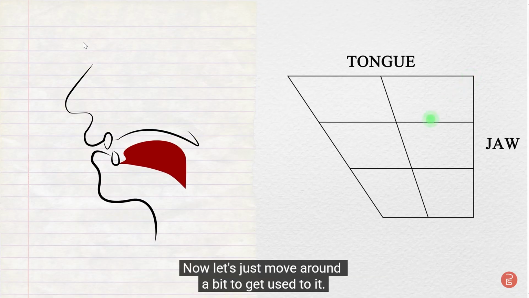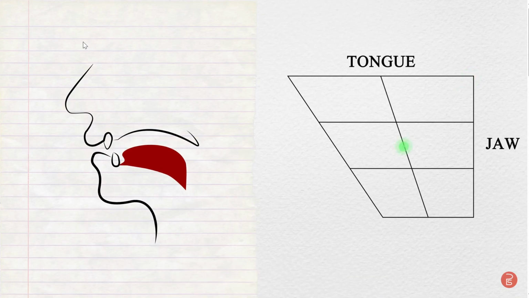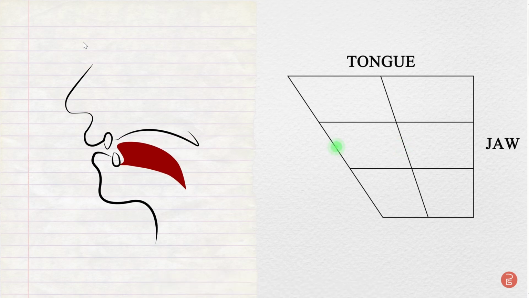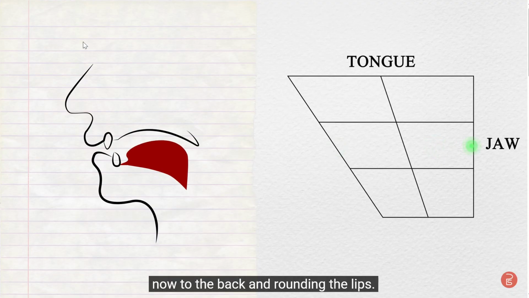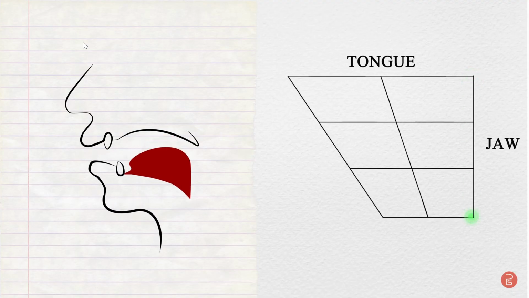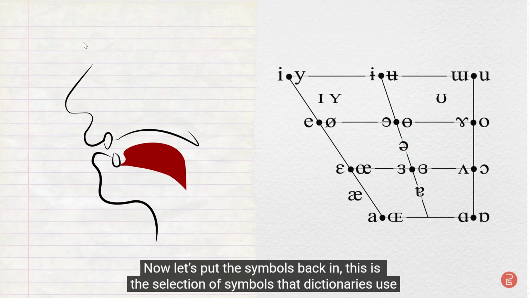Now let's move around a bit to get used to it. Here we're in the middle, now to the front, now to the back and rounding the lips. Now let's close the jaw and open it again. Now let's put the symbols back in.